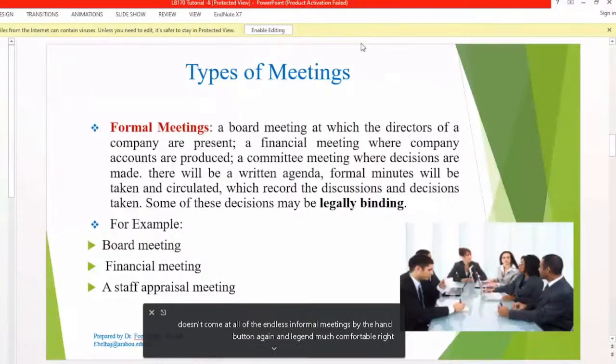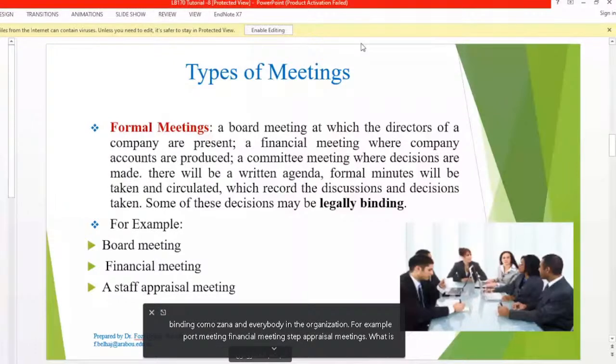Right, for example. But a formal meeting must be what, guys? Written, documented agenda. Okay, guys? Formal meeting minutes will be taken and circulated, and all the participants' recorded discussion and decisions. And these decisions may be legally binding for everybody in the organization. For example, board meeting, financial meeting, staff appraisal meetings.